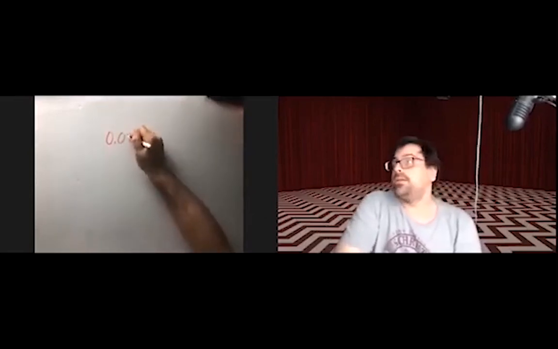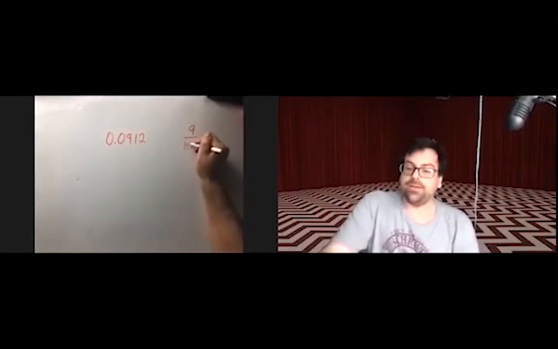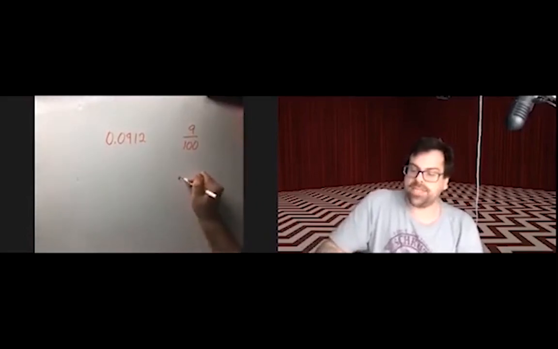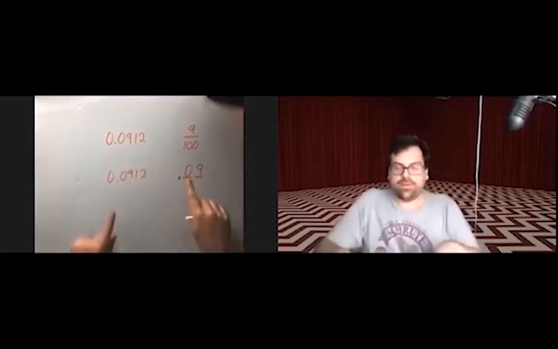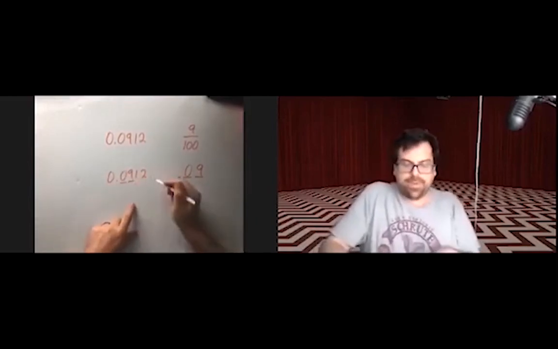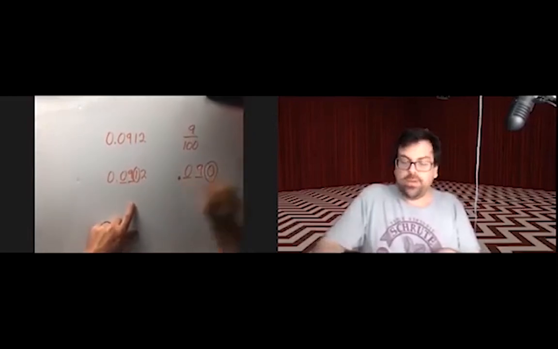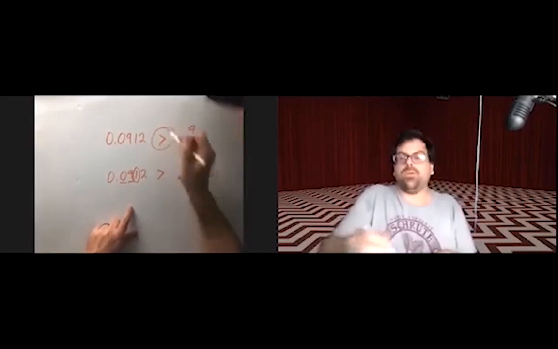0.0912 and 9 hundredths. Well, this is nice. 9 hundredths, tenths, hundredths, the number 9 ending there. Let's compare. Same. Same. Different. What would be here? A 0. It's different. 1 is greater than 0. Greater than.